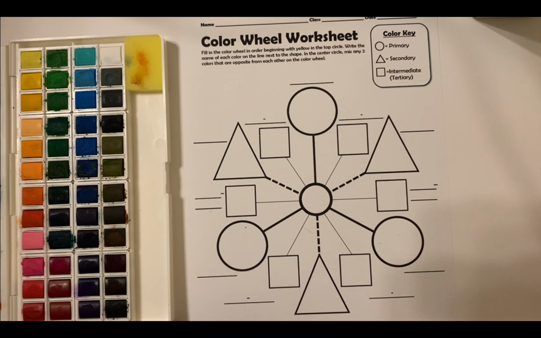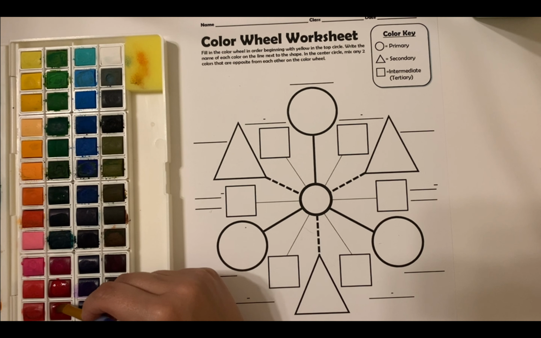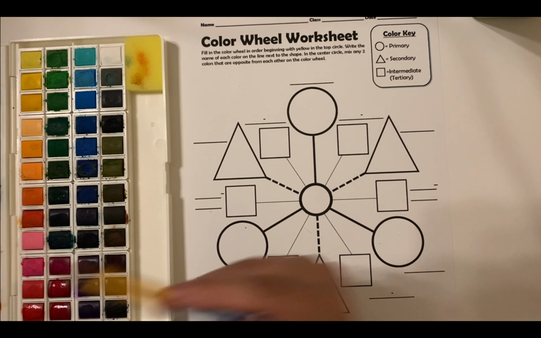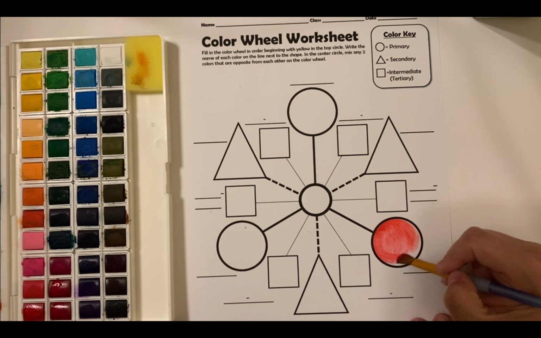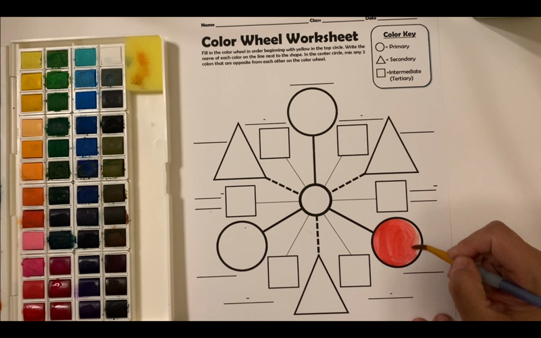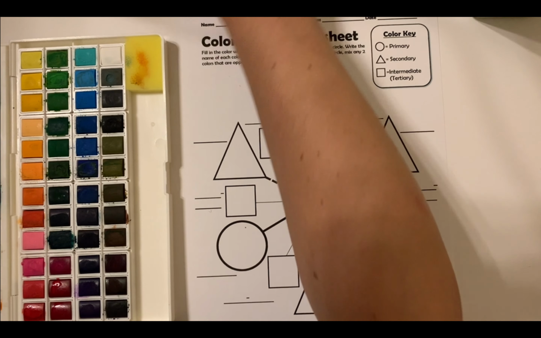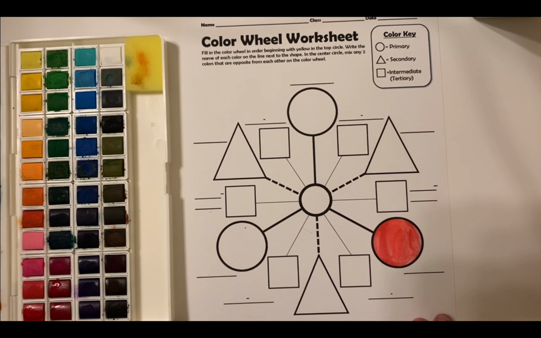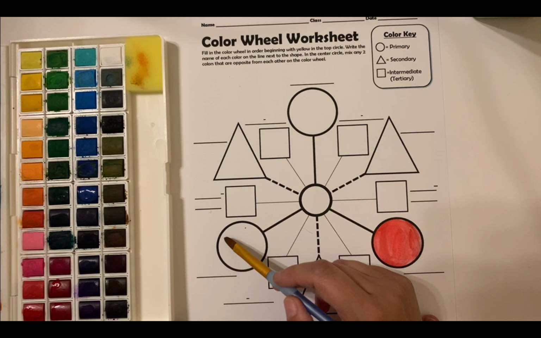Right, so they're red, blue, and yellow. So I'm going to start by doing red. So I'm just dipping in my red paint. Okay, and I'm going to paint that in my circle here, which is labeled as our primary color. So I'm just going to fill that in. All right, and then our next primary color is what? Which one is our next one? Great, so it is blue, correct. So we are going to fill in blue in this circle.